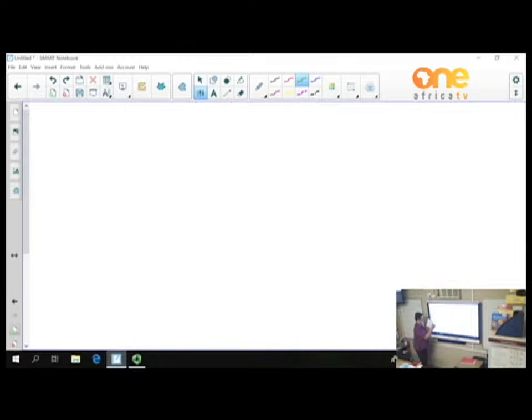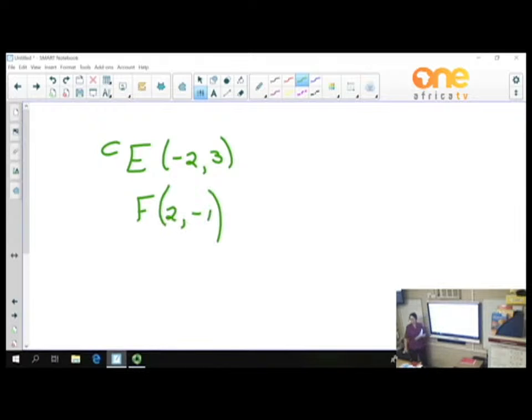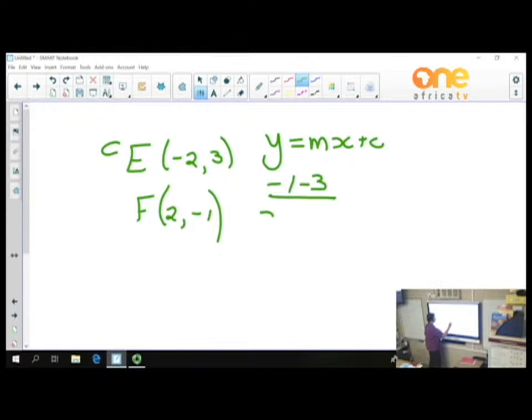Right. The next question is then question C, E, which is (-2, 3), and F, which is then (2, -1). I only have the two coordinates, and I need to find the equation of the line. What do I want? I want y = mx + c. So I need to find the gradient. Okay, what is the gradient? It's (-1 - 3) over (2 - -2).